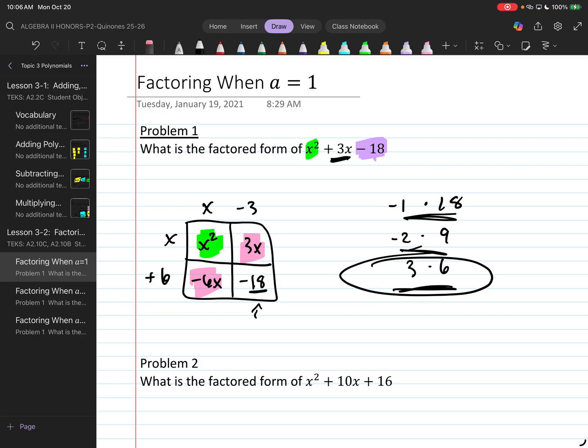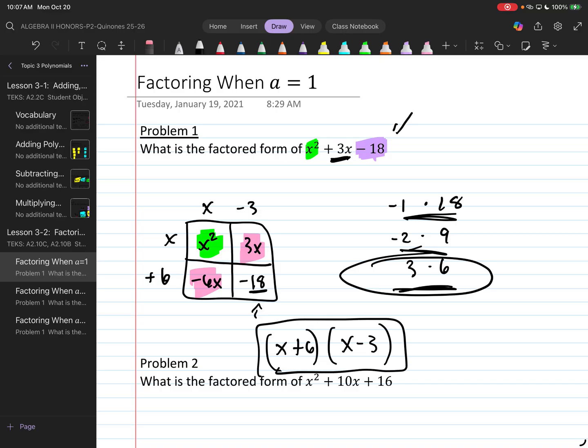And then my final answer: x plus 6, x minus 3. Because we're going from this one trinomial to two binomials. That is the goal of today. Going back to Algebra 1 and being able to factorize this super quick.